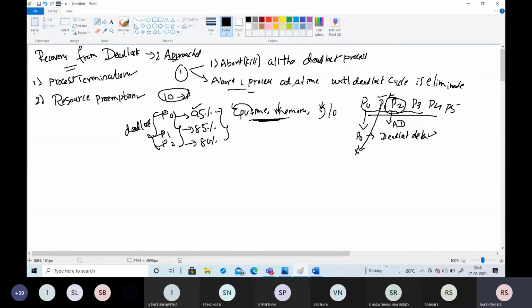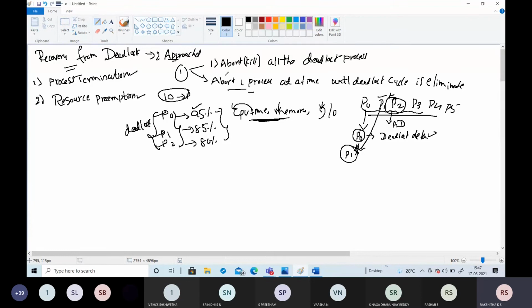In the first sub technique we eliminate all the processes at a single time. But in the second technique, it is not possible to kill all the processes at the same time. First I kill P0, then apply the deadlock detection algorithm. If P1 is still suffering from the deadlock, then only I kill the P1 process.